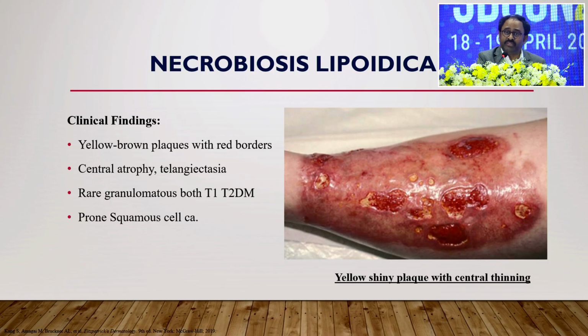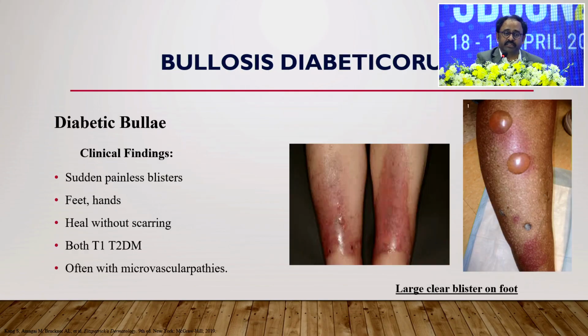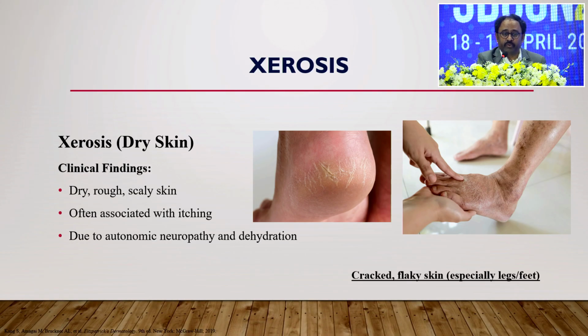This is seen in both type 1 and type 2 diabetes, along with central ectopy as well as telangiectasia. Bullous diabeticorum is painless, with sudden painless blisters; both feet and hands are commonly involved. It is common in both type 1 and type 2 diabetes, and most predominantly in all forms of microangiopathies.